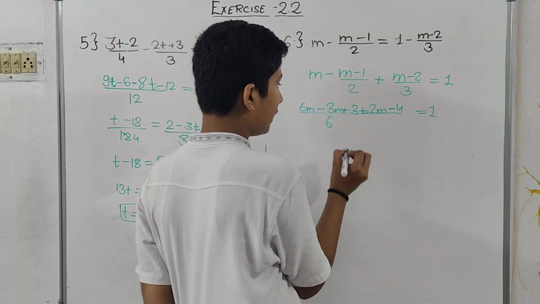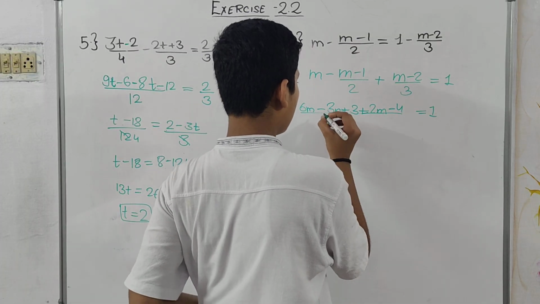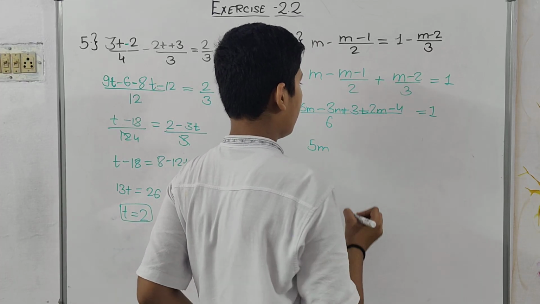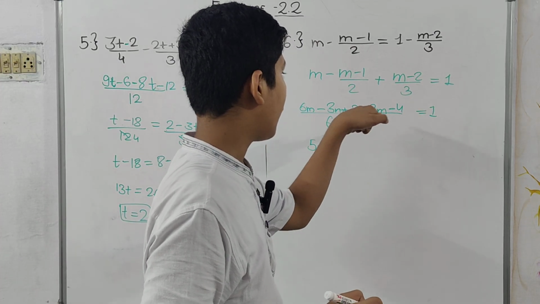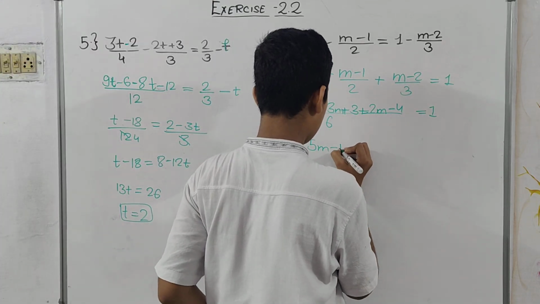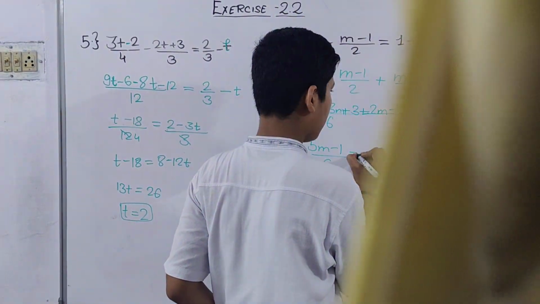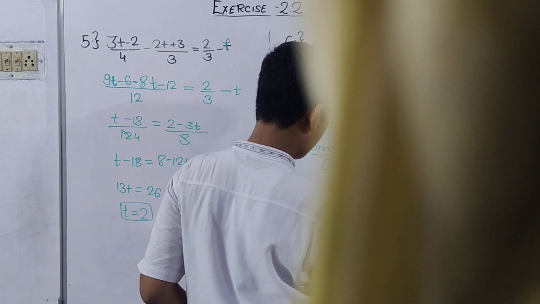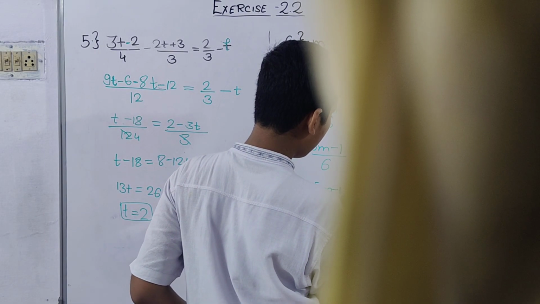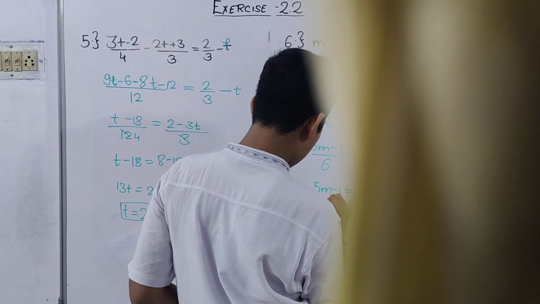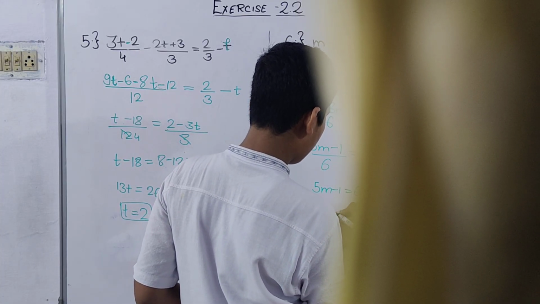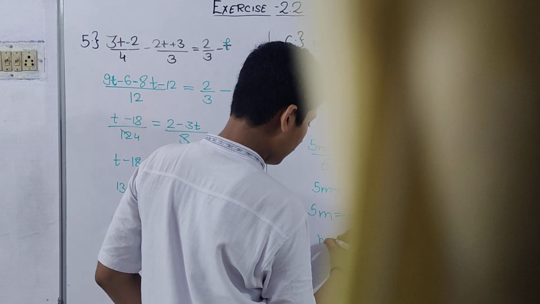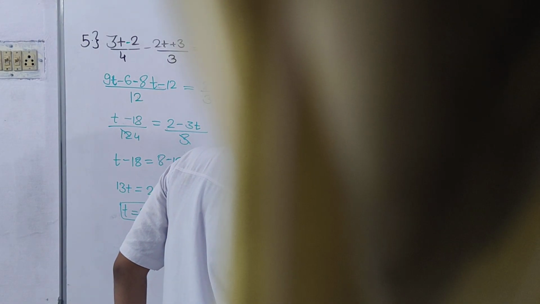Now 6m minus 3m plus 2m. So 6m minus m will be 5m. And 3 minus 4 will be minus 1. Upon 6 will be 1. So 5m minus 1 will be 6. 5m equals 7. m equals 7 by 5.